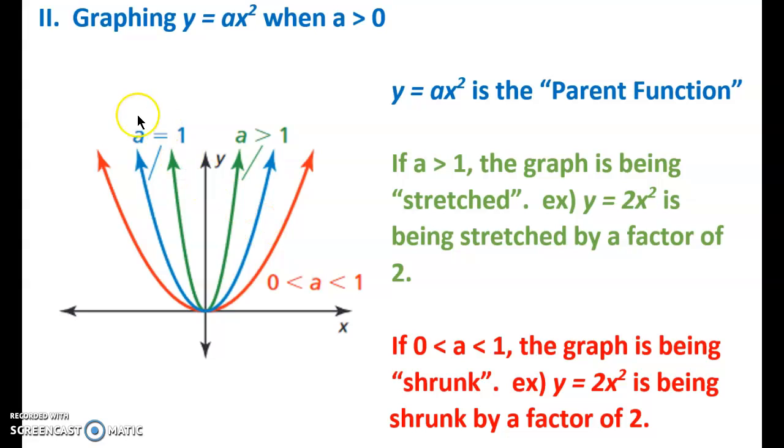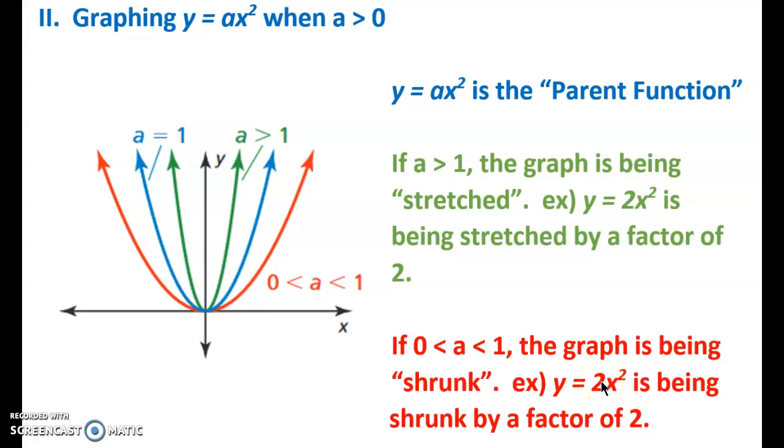Now the red almost looks like it's being flattened. So it's not negative. That's the a I'm talking about now. A is not negative. It's between 0 and 1. So you'll normally see it as a fraction, but it could also be something like 0.5, for example. When that happens, we say the graph is being shrunk, or kind of flattened, or squished. It's wider, okay?